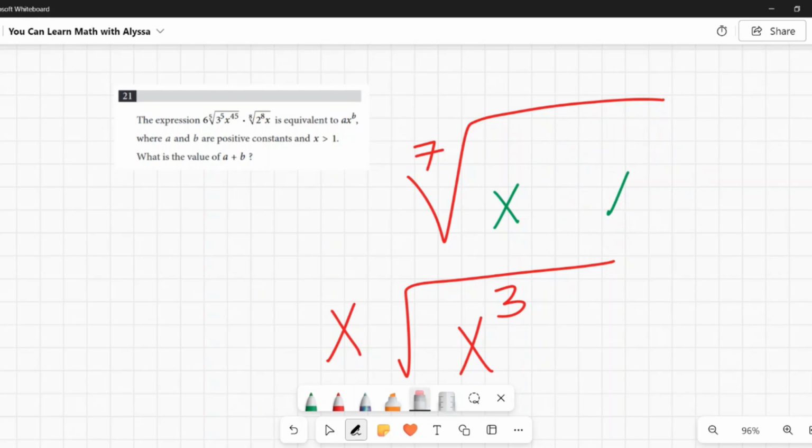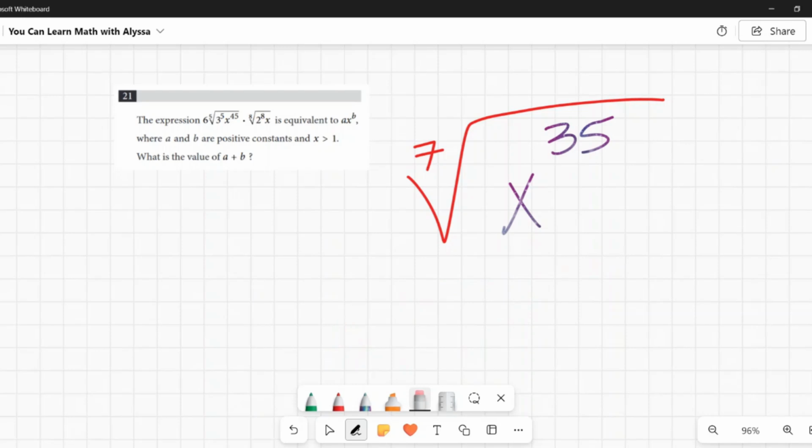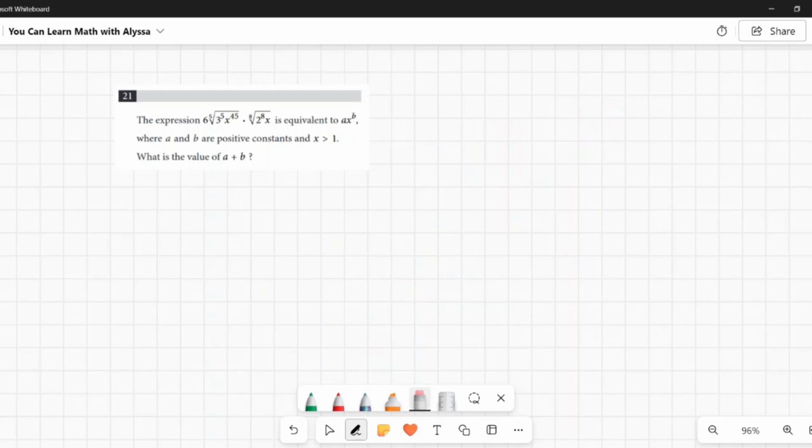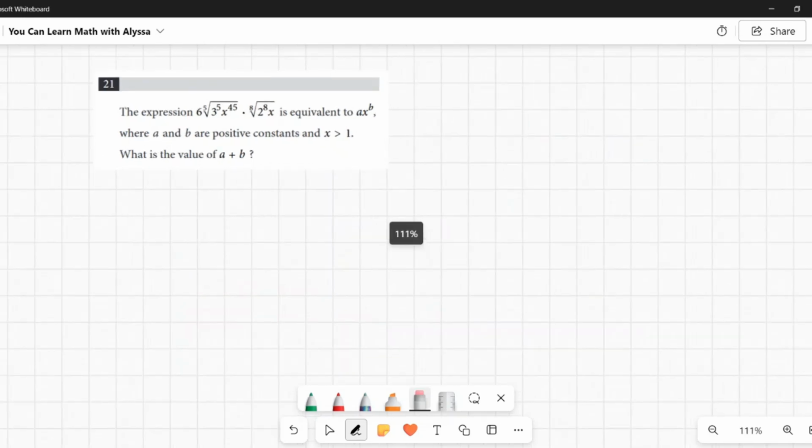So let's try another one. Like if this was x to the power of 35. 7 goes into 35 5 times. So x to the 5th comes out and nothing is left behind. There's no remainder, so nothing is left under the root. Okay. So all of those principles are coming together into this problem.